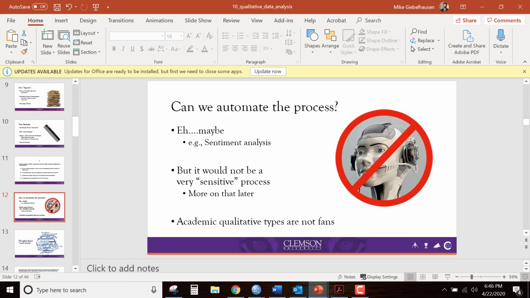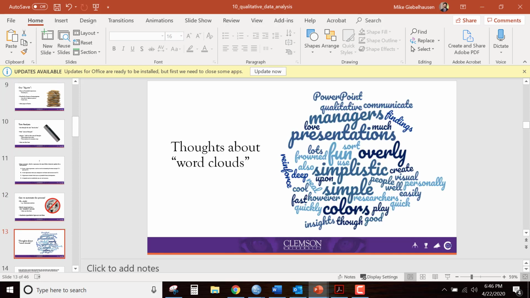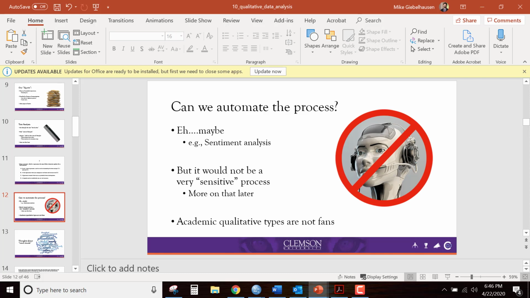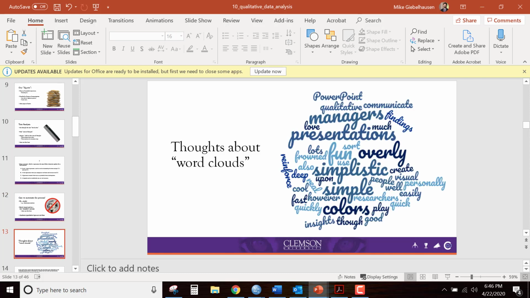So can you automate this? Not really. So there's maybe some things, like word clouds or sentiment analysis, but essentially those just give you a very surface level. What we're looking for is some much more creative idea, which we'll talk about a little later.